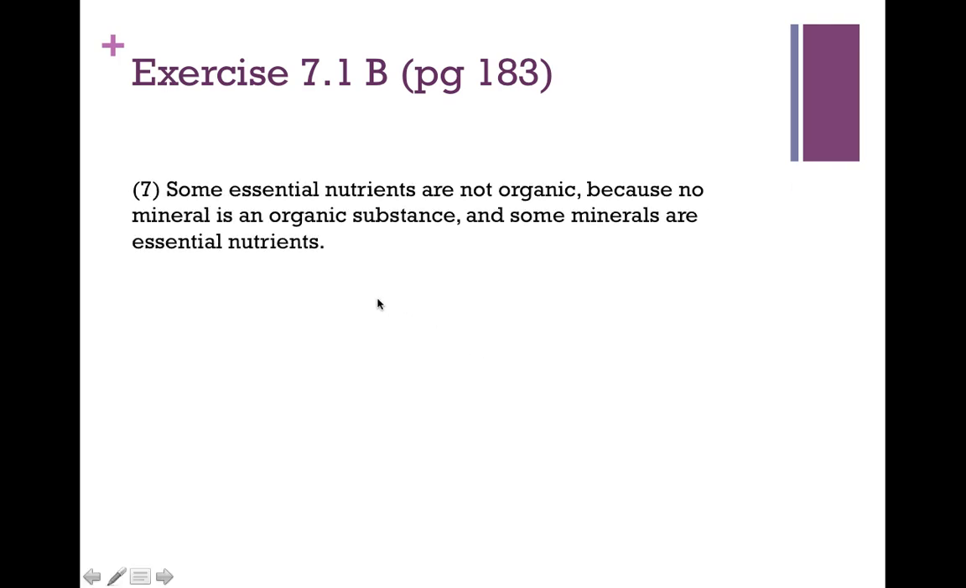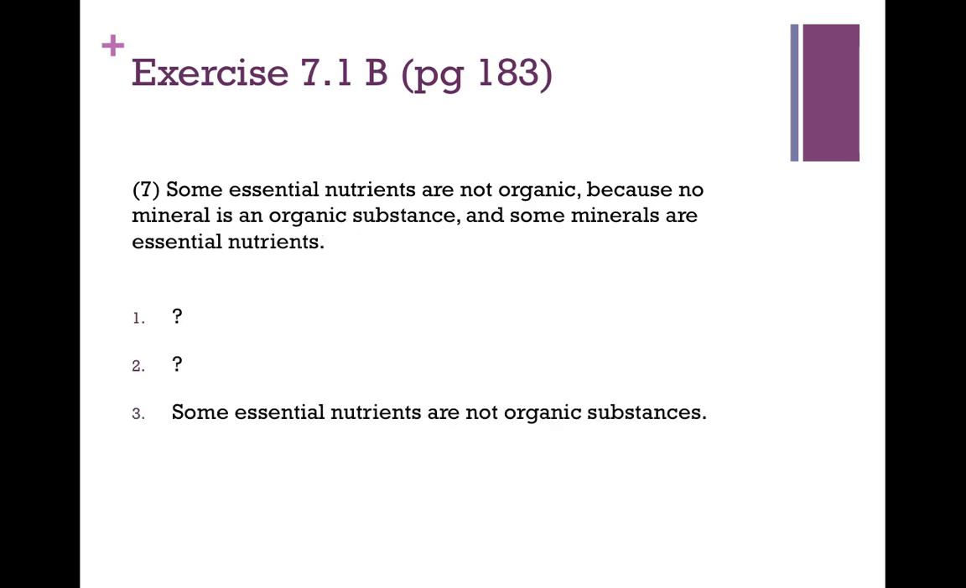Some essential nutrients are not organic because no mineral is an organic substance, and some minerals are essential nutrients. So let's see, what is our conclusion here? Notice we have an indicator word because. What have we been saying? What comes after that is a justification. So it seems like the conclusion is some essential nutrients are not organic.